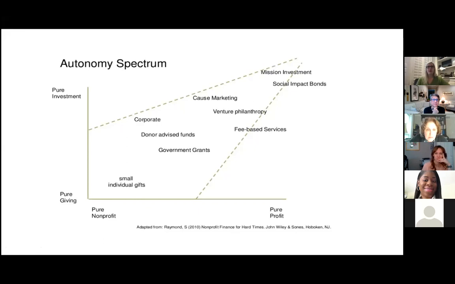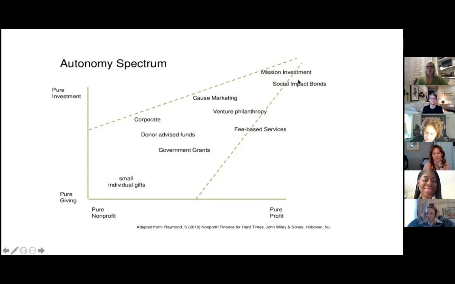This is one way of looking at it. We have our axes here where my cursor is going up and down. Down at the bottom here, we have what we call pure giving. And then at the top here, we have pure investment. Pure nonprofit is more altruistic, and then here there's a profit motive to what we are looking at. I'm not going to go through all of these, but we can see down here, small individual gifts, pure nonprofit, pure giving. There's rarely a demand for a giant report for my $50 gift on the annual report, right? There's not that. So that's down here.